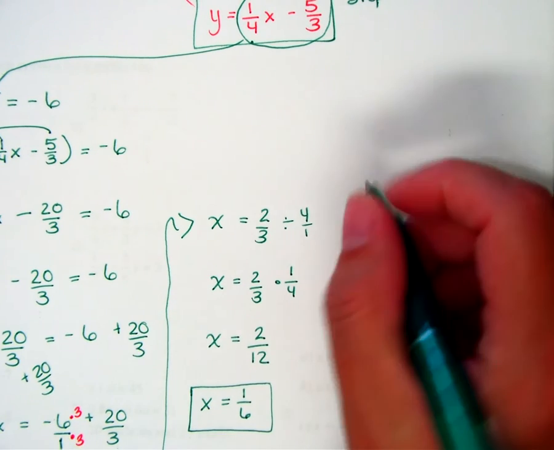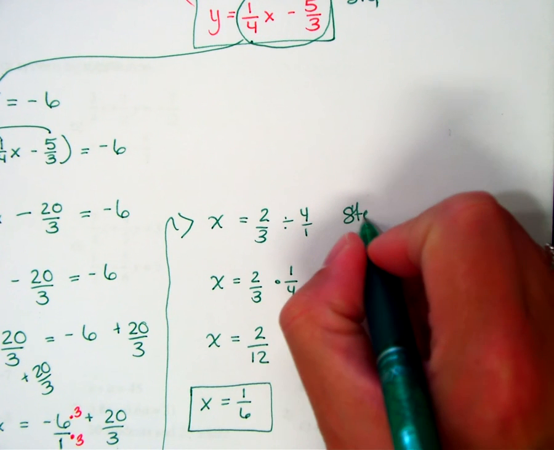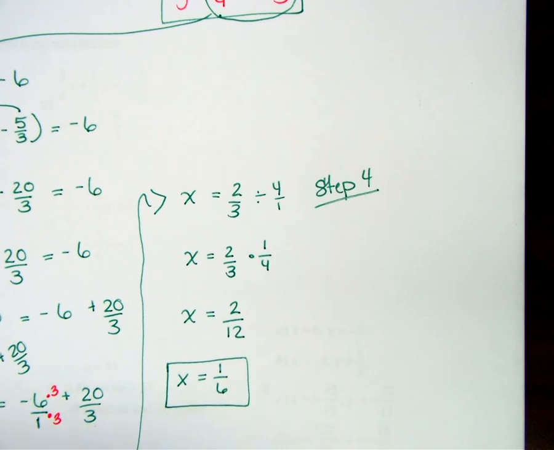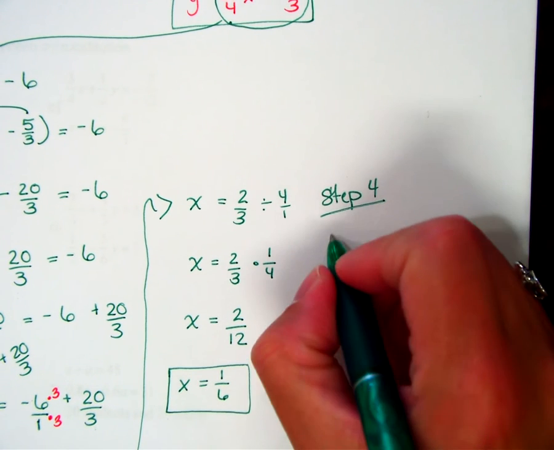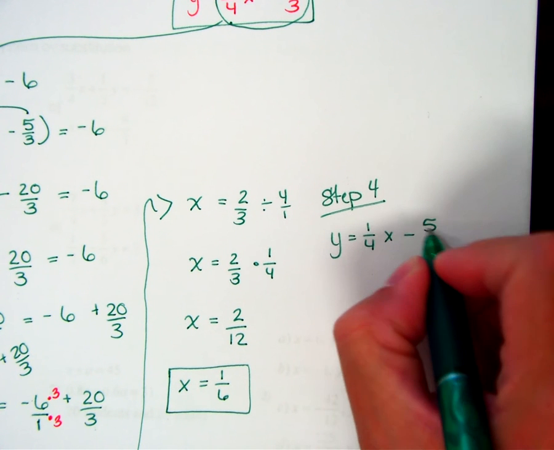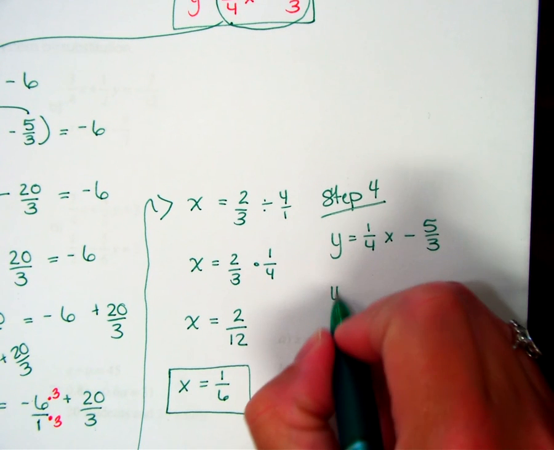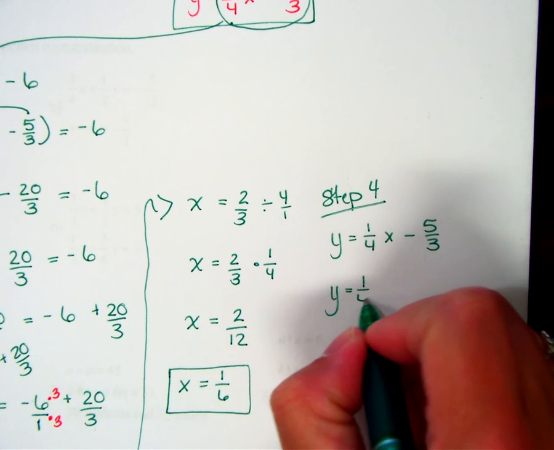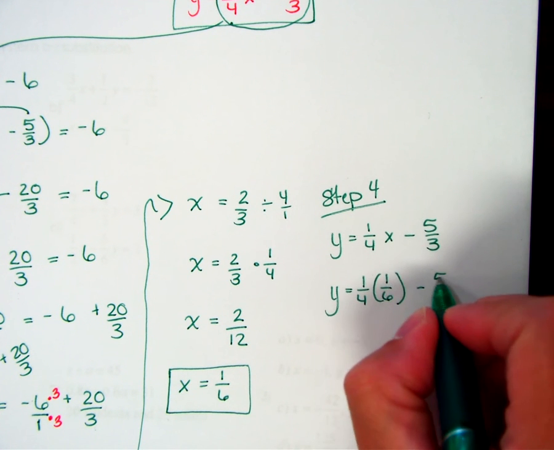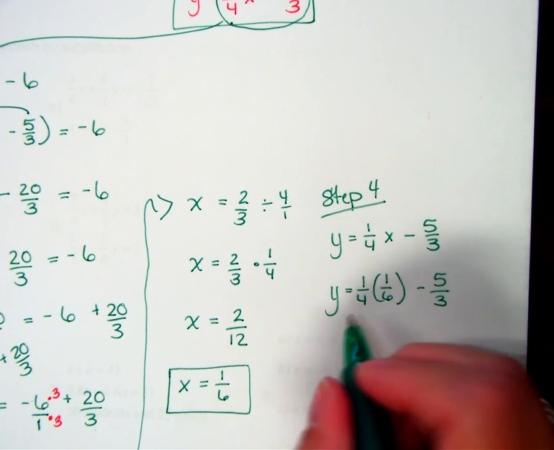Okay, so this is step 4. This is why I gave you a whole piece of paper to do it, and that's why your assignment's short. Step 4, so y equals 1/4 x minus 5/3. So y is equal to 1/4 times 1/6 minus 5/3.